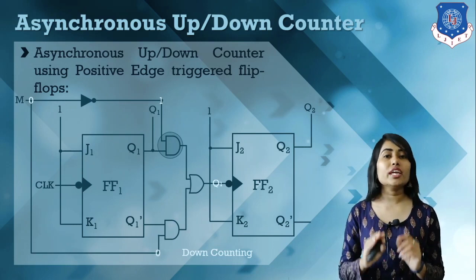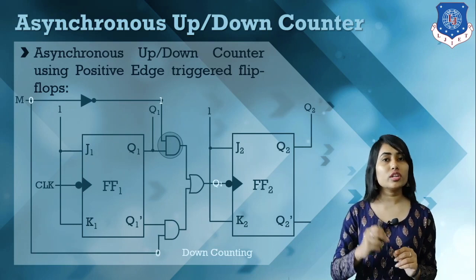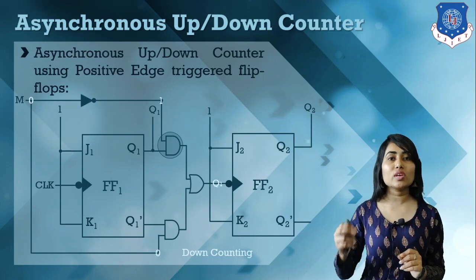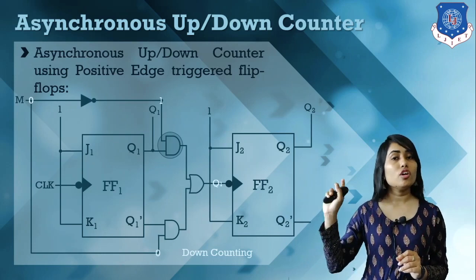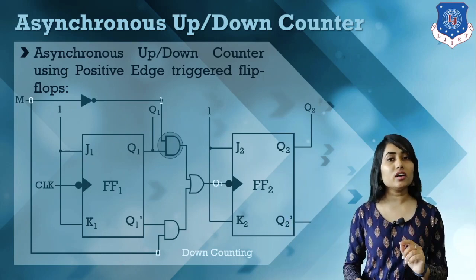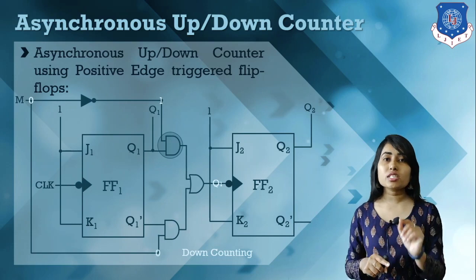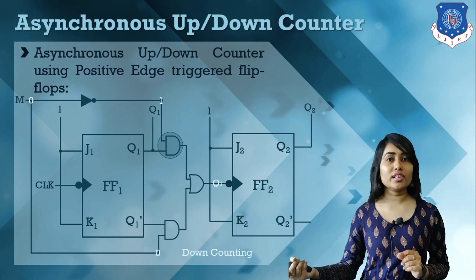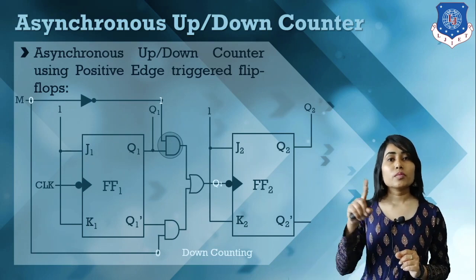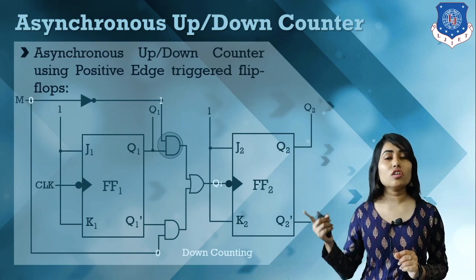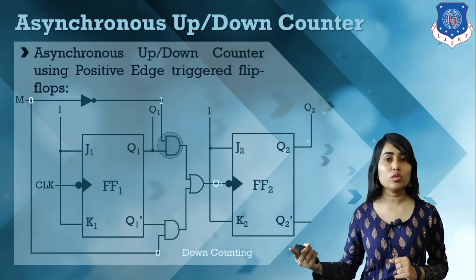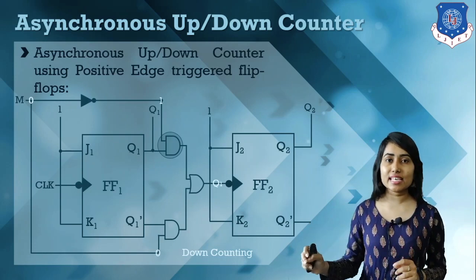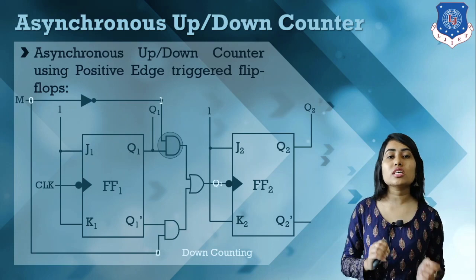If M equals 1, it will count in upward direction because we have Q1 dash as the clock for the positive edge trigger flip-flop. When M equals 0, we have a down counter, meaning downward counting, because we have Q1 as the clock for the second flip-flop. Okay, so this is the asynchronous counter using positive edge trigger flip-flops.